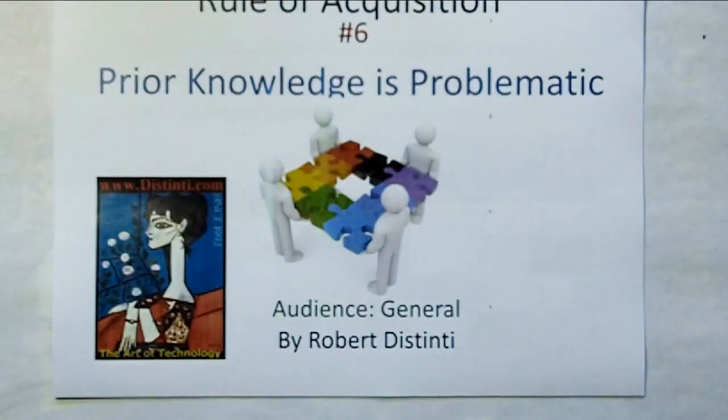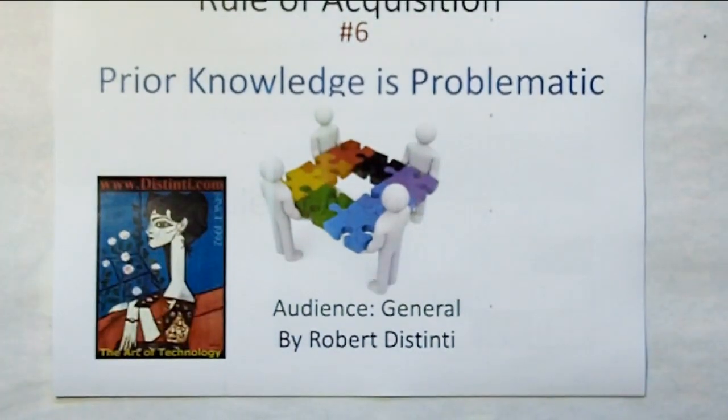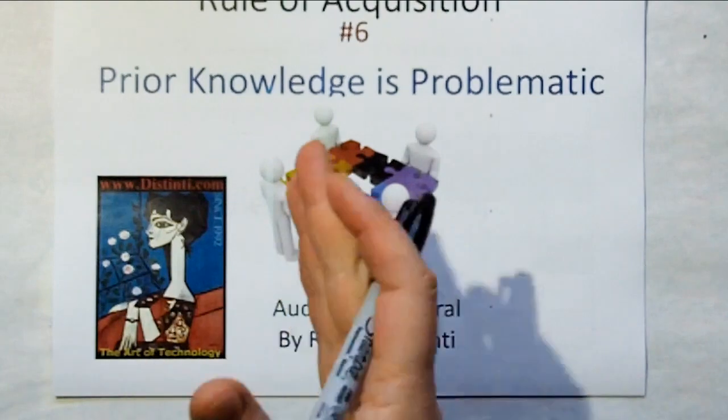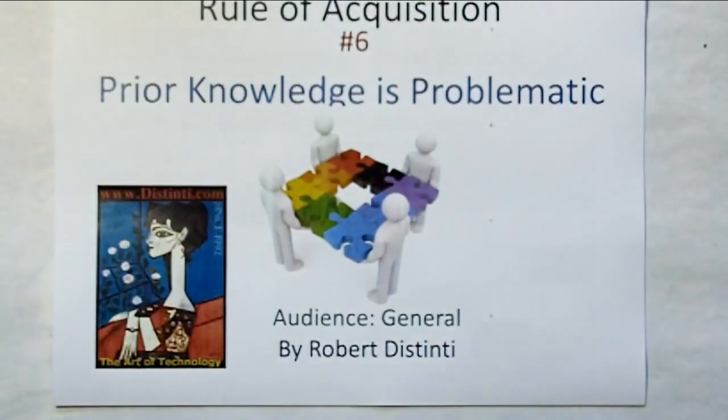The other rule of acquisition that has been riding me is the 6th rule of acquisition, which is that prior knowledge is problematic. In other words, what happens to us humans is we get in our bug that certain things must be a certain way because that's the way we've been doing it for hundreds or thousands of years.